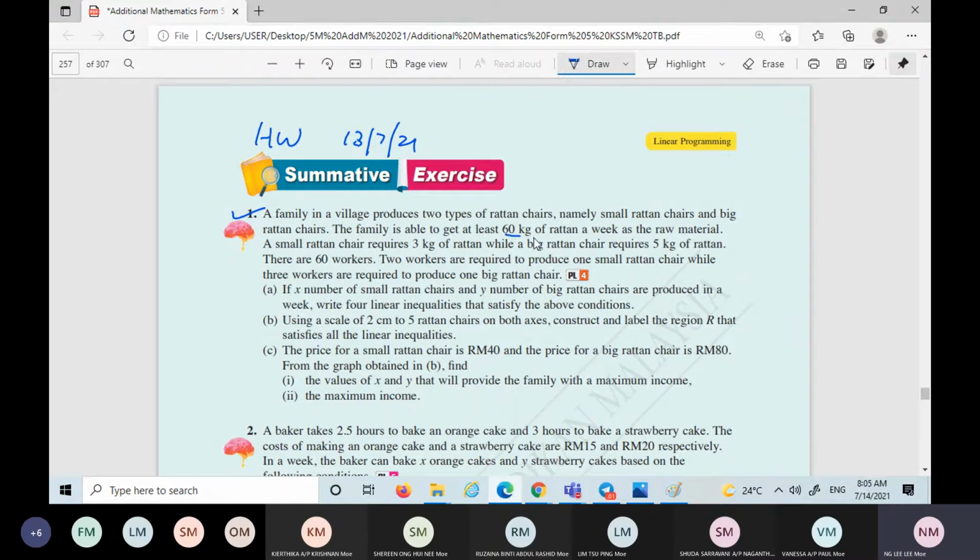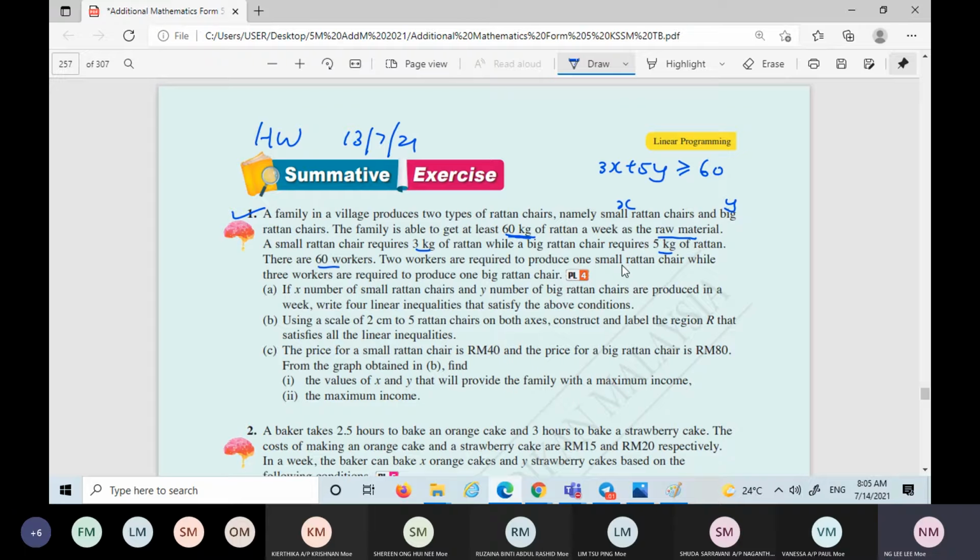Okay, first of all, this one. The raw material is kept at 60 at least. Sekurang-kurangnya, at least. This is a minimum, so it can be more than that. So 3 kg and 5 kg, so it's 3x and 5y. Let the small one be x, the big one be y. At least, so minimum 60. This is the first inequality.